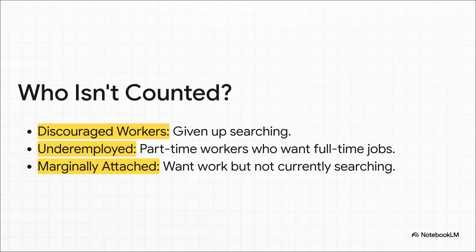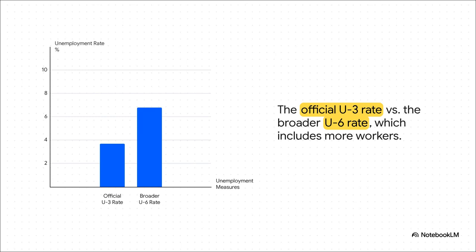Think about it. Discouraged workers who've just given up hope, they're not counted. People working part-time who desperately need full-time hours, the system sees them as fully employed. And anyone who wants a job but hasn't searched in the last month for whatever reason, poof, they're just erased from the picture. And you can really see the difference it makes.